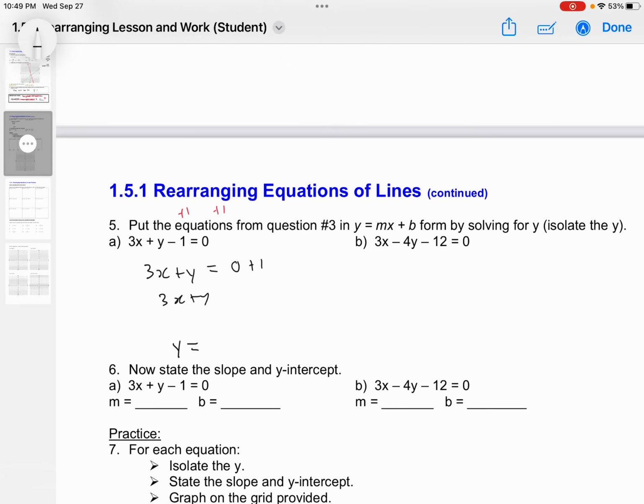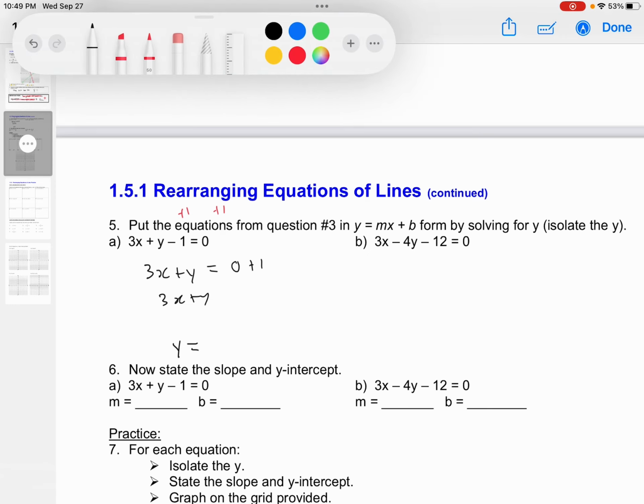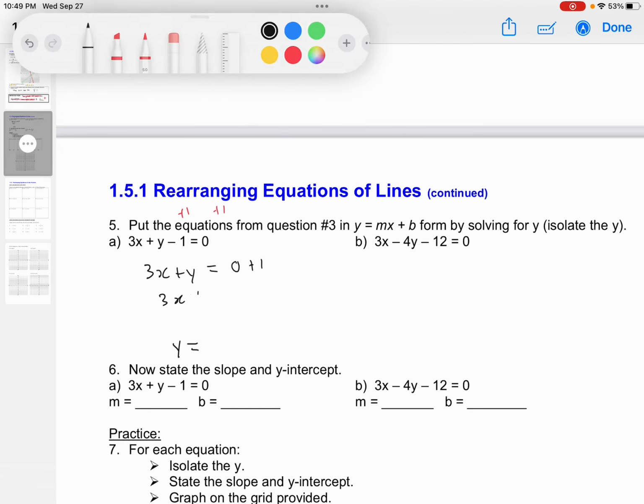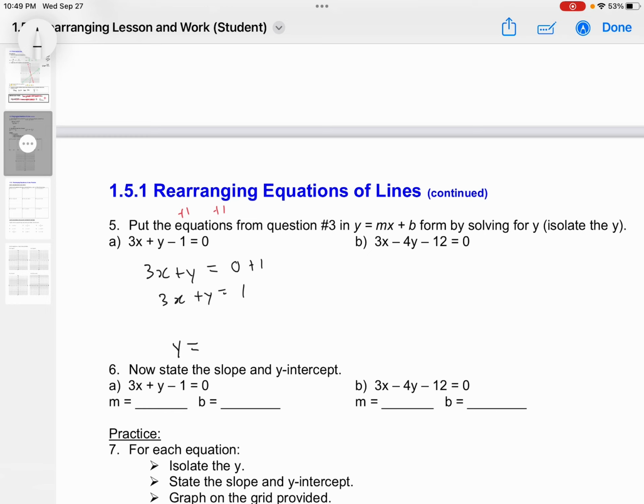3x + y = 1. Happy. I'm happy. I'm happier than I was. Little smiley face there. Because it's looking more like y = mx + b form. The next thing I got to move over is 3x. But the same thing happens with 3x. It's a positive 3x right now because it doesn't have a negative in front. And when I move it over, it becomes -3x.